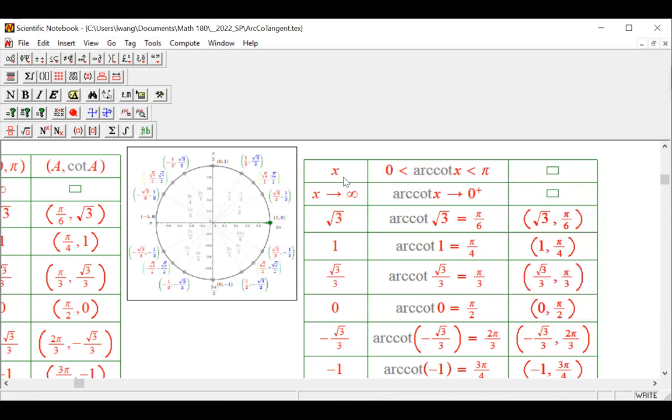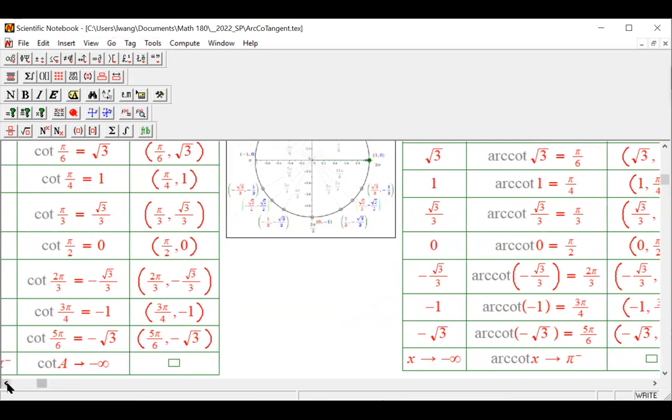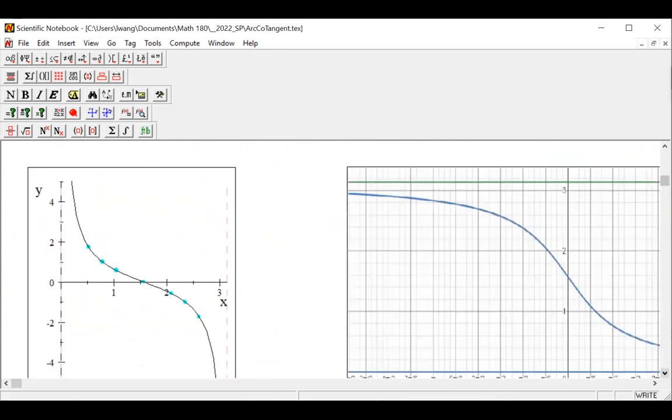No matter what ratio you give me, the output is going to be between 0 and pi. In other words, whenever you see arc cotangent of anything, it can be any real number as a ratio, and the output is always positive. That means the angles for the output of arc cotangent are always measured counterclockwise. And how is that reflected on the picture?